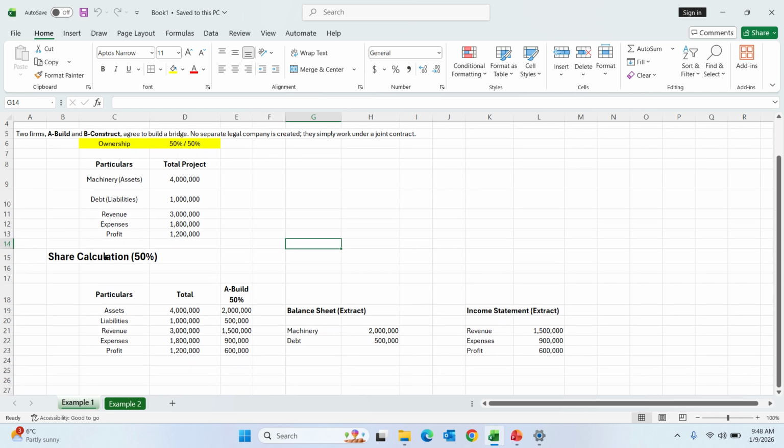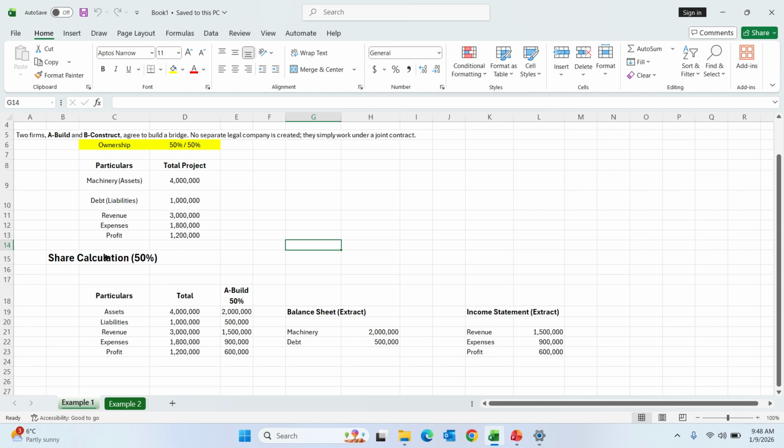Here we will see the accounting for A Build company. The share calculation is 50%. Of the total 4 million assets, for its 50% share, A Build records 2 million in its balance sheet. For liabilities, 1 million, half is 500,000. Revenue 3 million, half is 1.5 million. Expenses 1.8 million, and we will record half of it, that is 900,000, and the same goes for the profit.